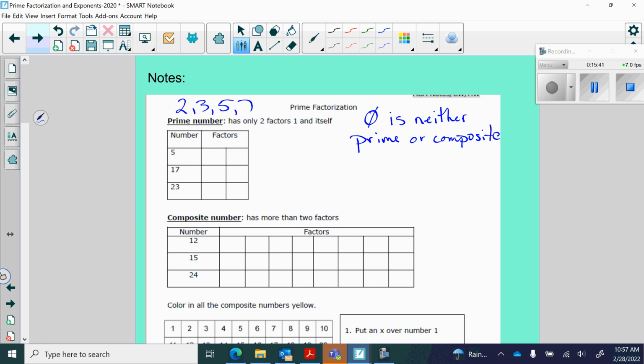What about 1? What are the factors of 1? 1 times 1. 1 and 1. Does it have a second factor? No, it only has one factor, 1. So because 1 only has one factor, it actually falls in that same category as 0. So 1 and 0 are neither prime nor composite. They don't fall into either one.